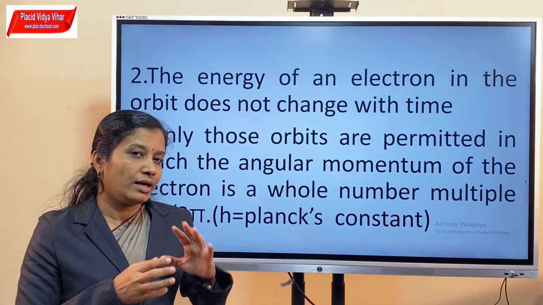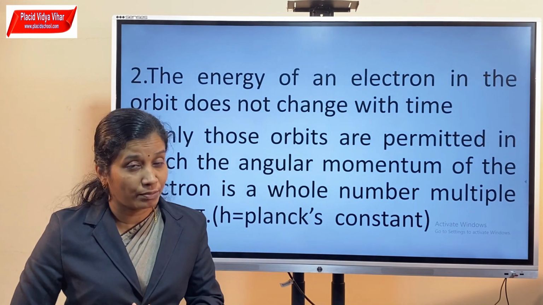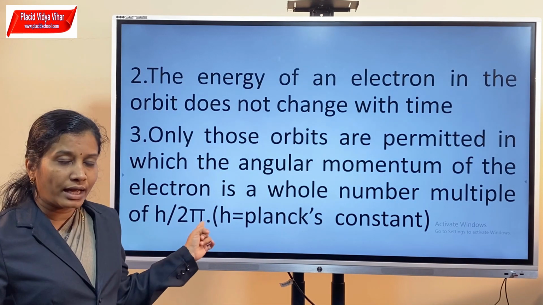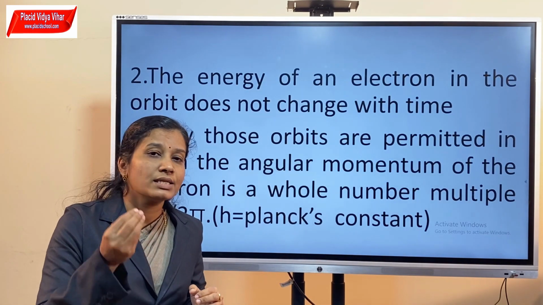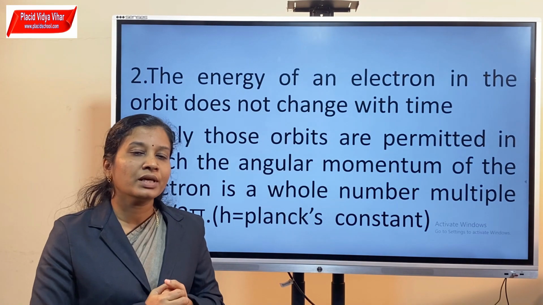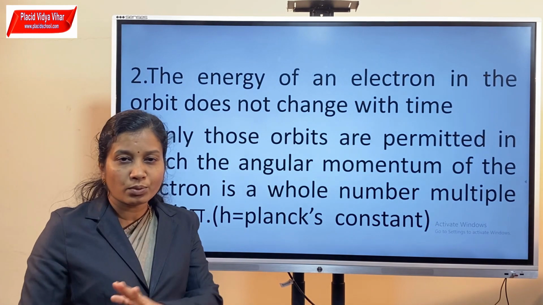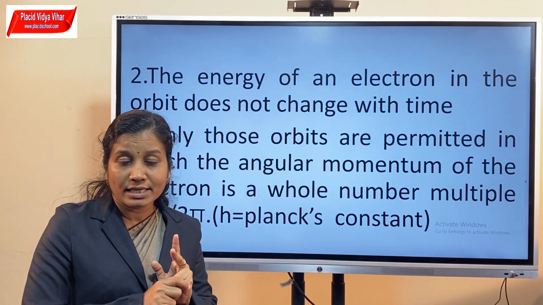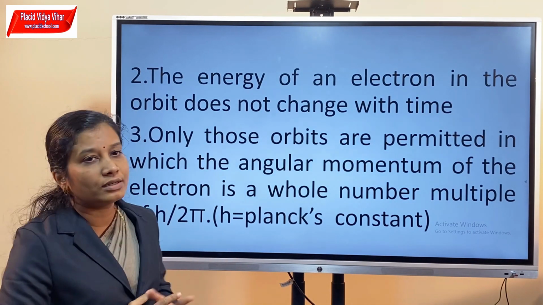We can substitute the value of n as 1, 2, 3, etc. for different energy levels or orbits. Suppose I substitute n as 1, what do we get? mvr, or angular momentum, is equal to h by 2 pi. If I substitute n as 2 for the second energy level, the angular momentum is equal to h by pi. Then the next is 3h by 2 pi, and so on. So that is about the third point.